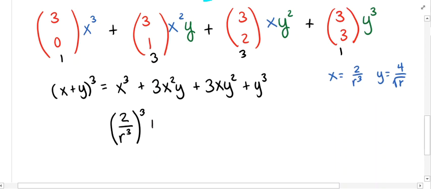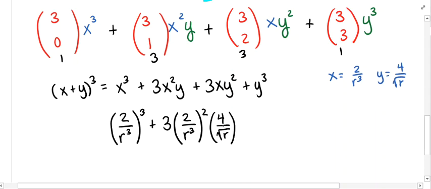Then we have plus 3 times x squared. x is going to be replaced with 2 over r cubed, and we have to square that. This is x squared. We have to multiply that by y, which is 4 over the square root of r. So that's the second term.